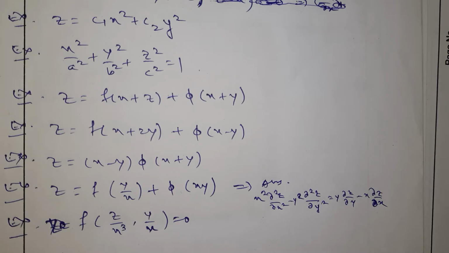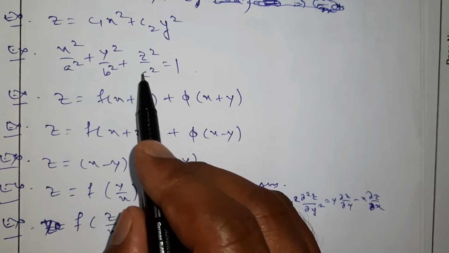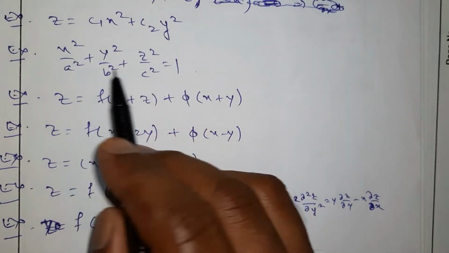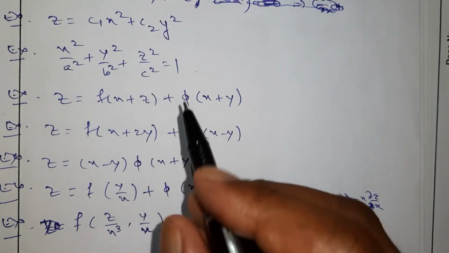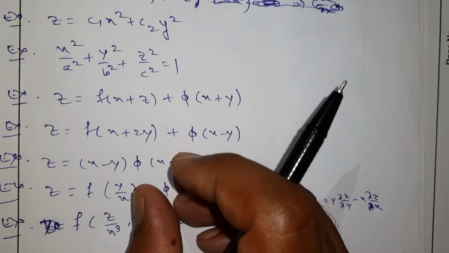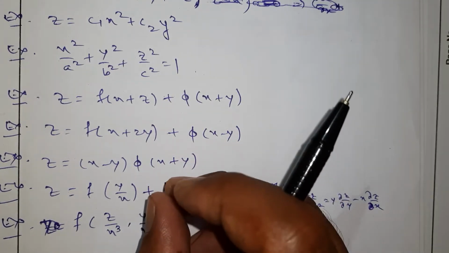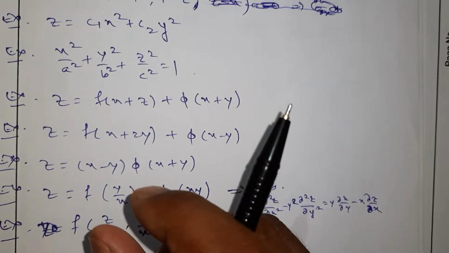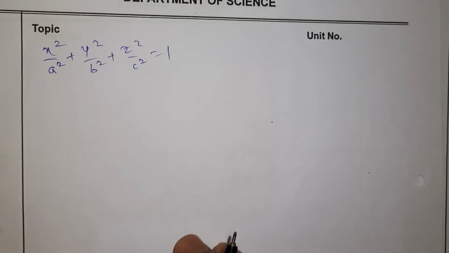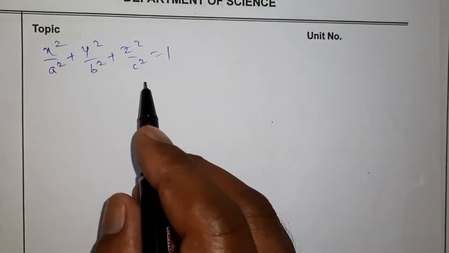Now I will solve this example: x square upon a square plus y square upon b square plus z square upon c square equal to 1. I will give the solution of this problem in this lecture, and some more problems if possible to cover in 10 minutes. Okay. So you just try to solve it. We will take this example for the solution.